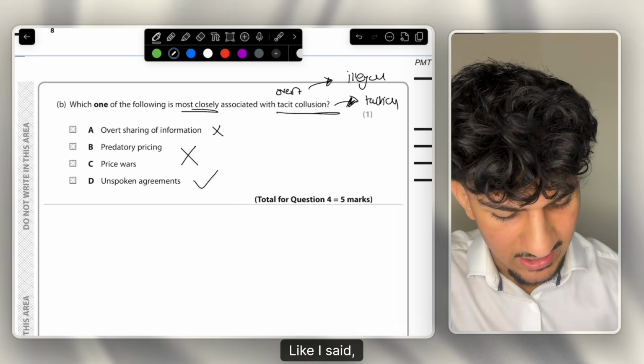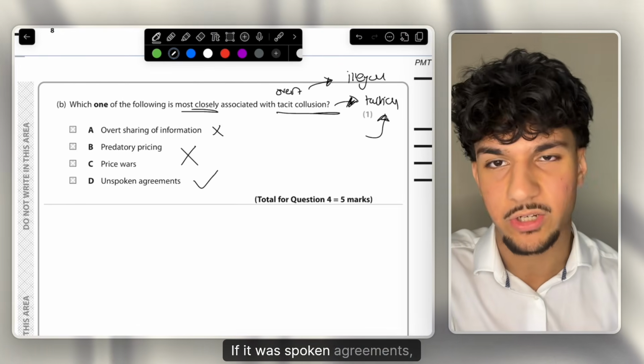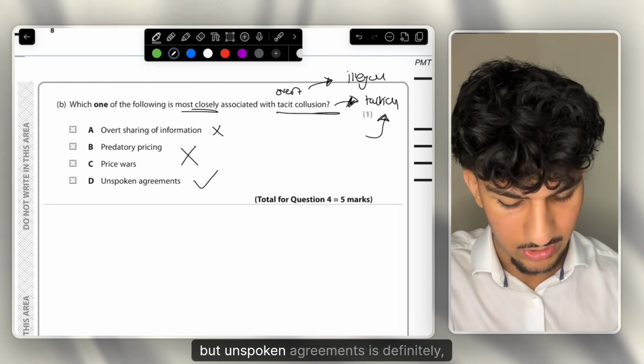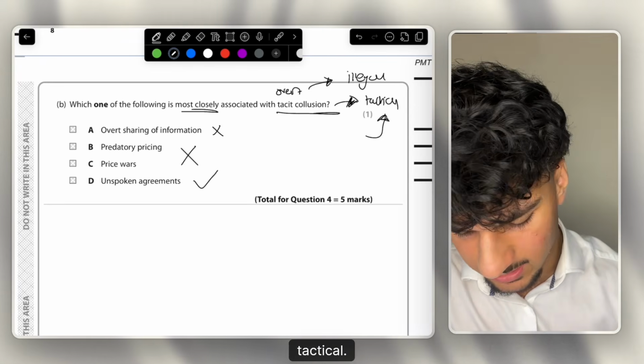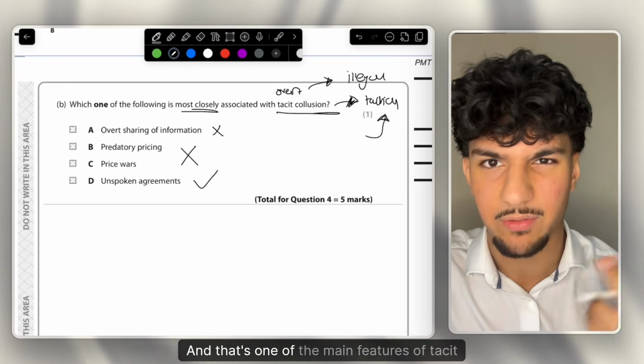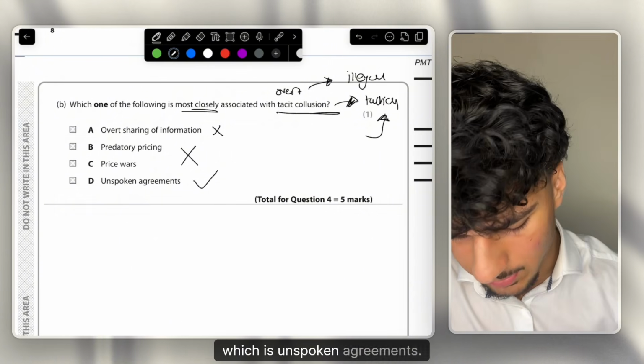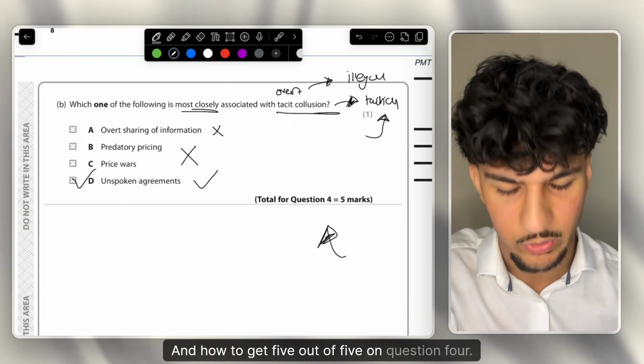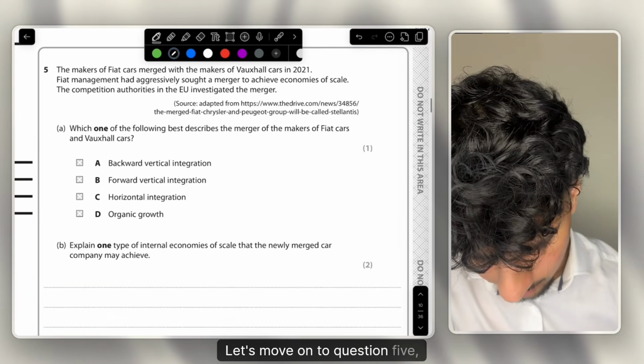Unspoken agreements, like I said, it's tactical. If it was spoken agreements, that would also be overt since you're colluding. But unspoken agreements is definitely tactical, and it's tacit collusion. And that's one of the main features of tacit collusion, which is unspoken agreements. But yeah, so this would be D. And that is question 4 done, and you should have got 5 out of 5 on question 4. And let's move on to question 5.